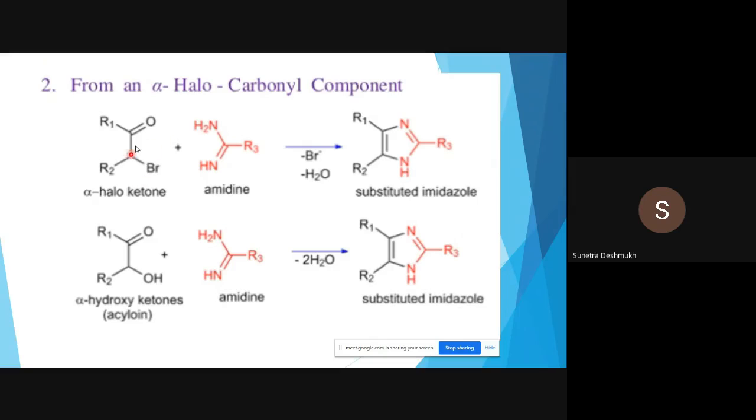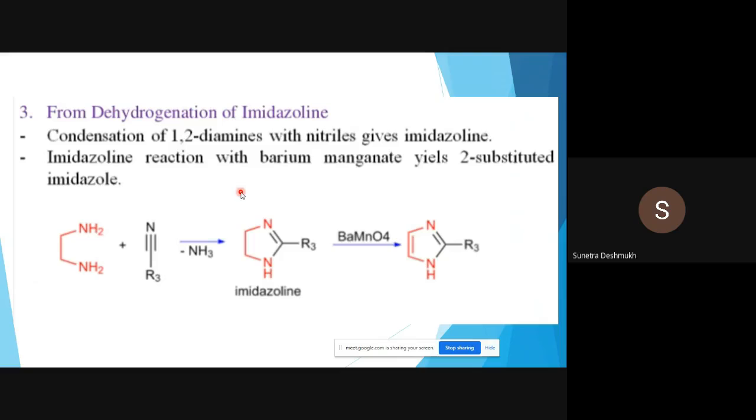Next synthetic method: from alpha-halocarbonyl components with amidine. We can use alpha-hydroxyketone or alpha-haloketone, and we can get the substituted imidazole. Another route is dehydrogenation of imidazoline, so imidazoline we have to synthesize first. Imidazoline is the partially reduced form of imidazole. From the condensation of a 1,2-diamine with a nitrile, we can get this type of imidazole.